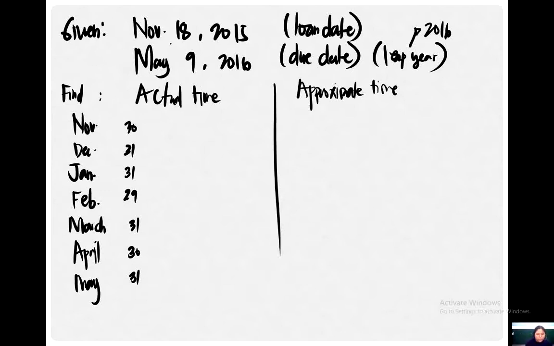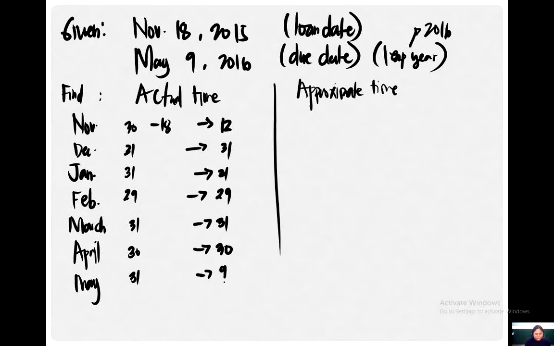So we start the loan date from 18, so we have to subtract it. 30 minus 18, the answer is 12. Then we have 31. Let's just copy. May is the due date, 9, so let's just copy 9. Then add them together: 12 plus 31 plus 31 plus 29 plus 31 plus 30 plus 9. So we have 173 days for the actual time.